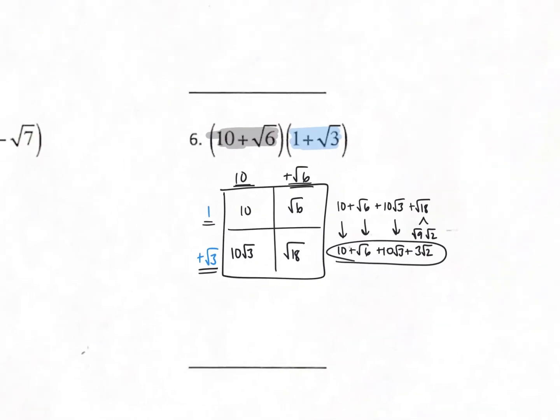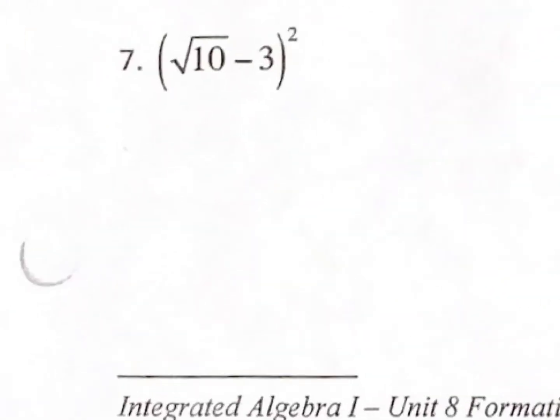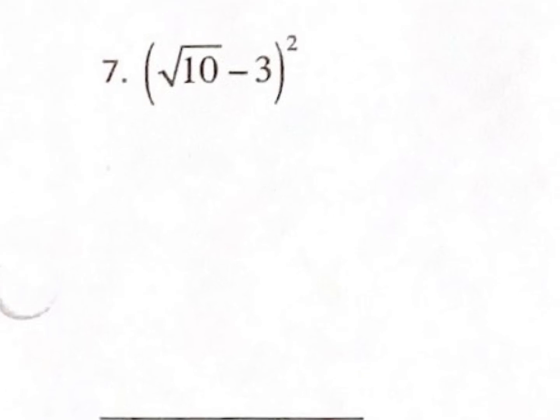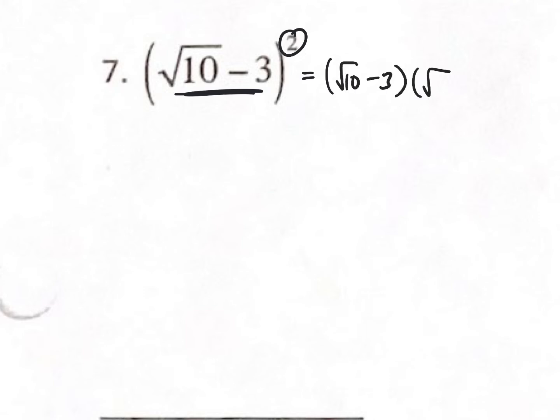Okay, moving on to number 7. Number 7 is pretty much the same thing, however, this 2 up here means that I have 2 of these. So really this is the same thing as saying I have the square root of 10 minus 3 times the square root of 10 minus 3. Okay, so go ahead and try setting up your box method, and then once you have, go ahead and unpause the video.